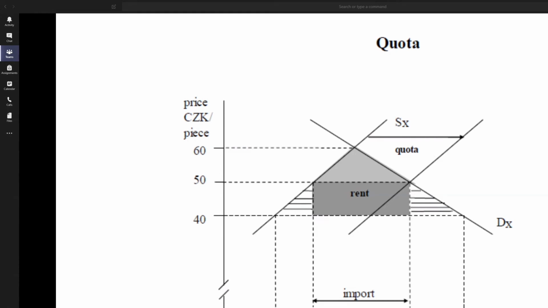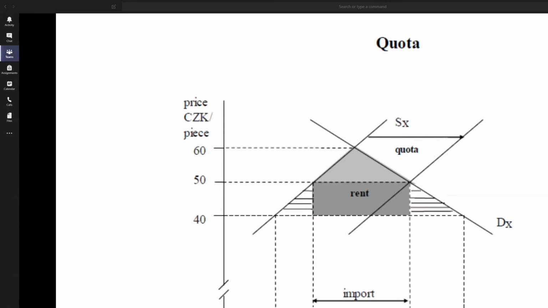So let's go to the graph. You can see here the price 60. This is again the price when the economy was closed, the price in the small closed economy. You can see 60. There is the price 40. This is again the world price.